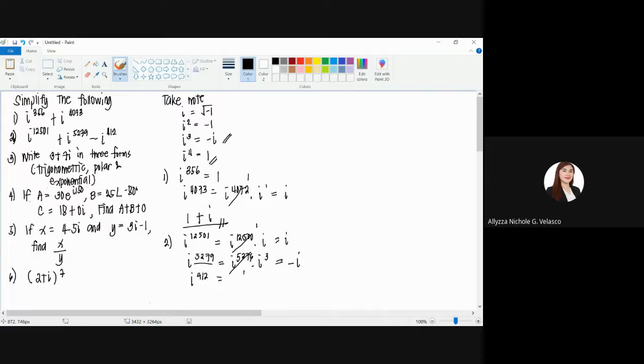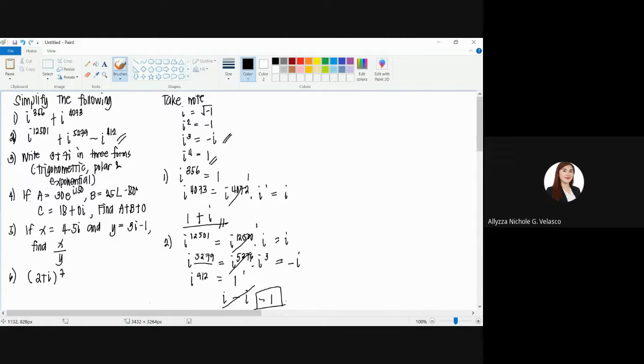Since it's divisible by 4, the value of that is 1. So therefore, ang ating value ng number 2 will be, so combine na natin, i minus i minus 1, since rin minus yun na dito sa given. Okay, so therefore ito ay cancel na, so ang ating value ay negative 1.